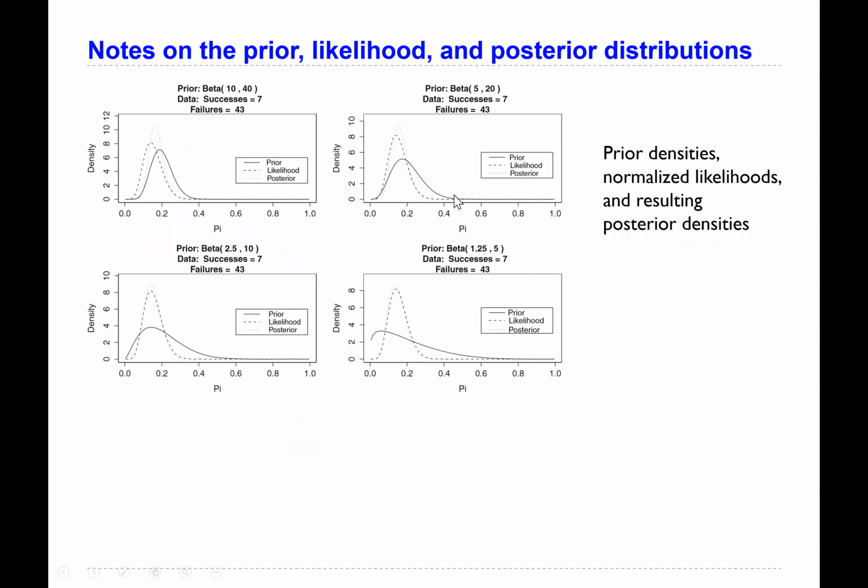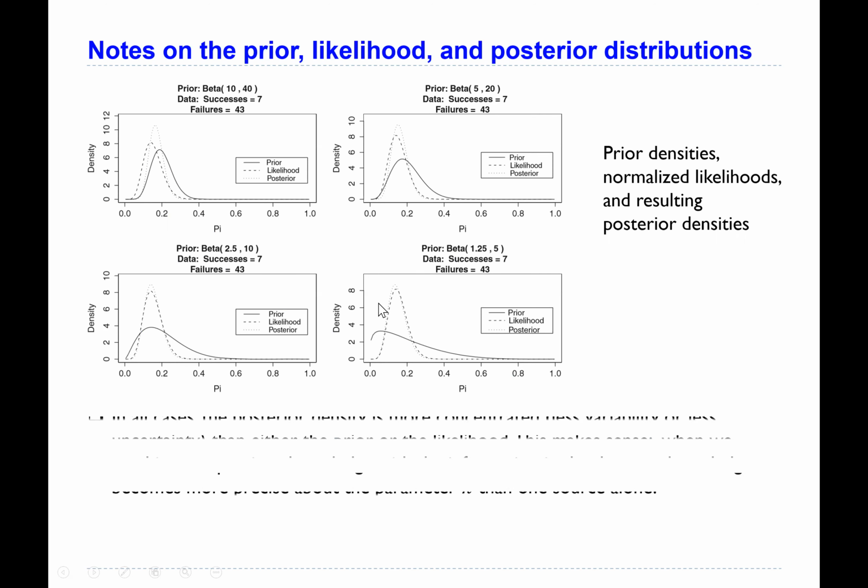So let's have some notes about the relationship between these three: the prior, likelihood, posterior. I graphed the three under beta prior 10, 40. The number of successes is 7, the number of failures is 43. I graphed the prior beta 5, 20. I used the smaller alpha, smaller beta, but the same number of successes, the same number of failures. I made smaller values for alpha and beta, and I graphed the three distributions, or the three functions.